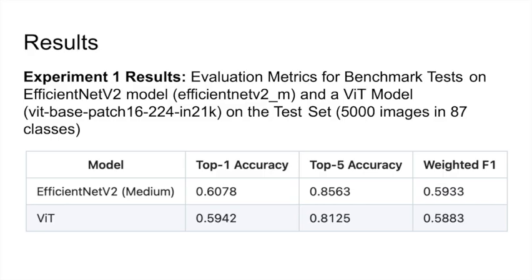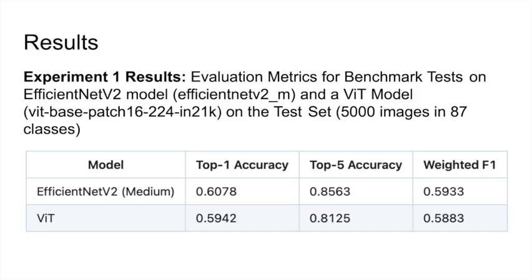We do have results for experiment 1, and this is after fine-tuning both of these models on a training dataset composed of about 40,000 of the images in our overall dataset. The models that we chose were EfficientNet v2, which is a CNN-based model, as well as a Google Vision Transformer model. And as you can see, just looking at the metrics, they performed about the same. EfficientNet did marginally better, but not significantly.